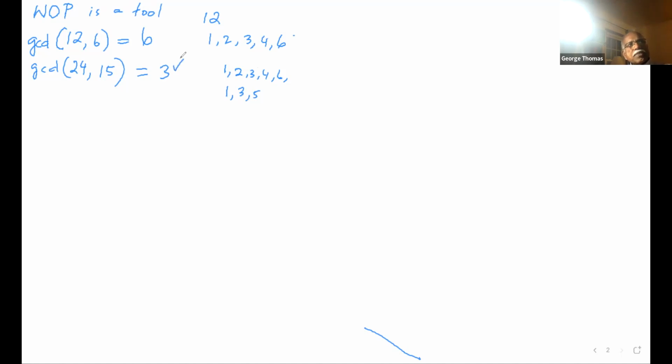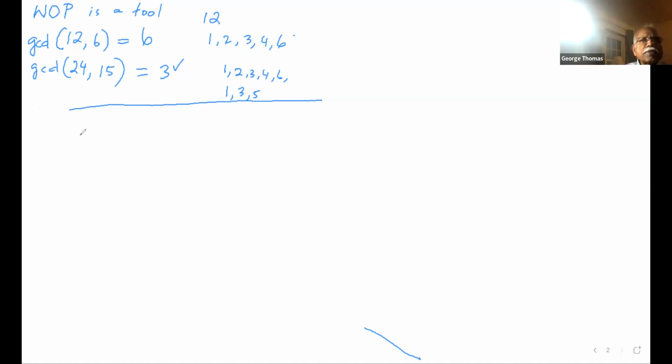Greatest common divisor. So it is easy to find the greatest common divisor when you are given two small numbers. What if you are given two big numbers? How do you find the greatest common divisor? So that is what the next result is about.